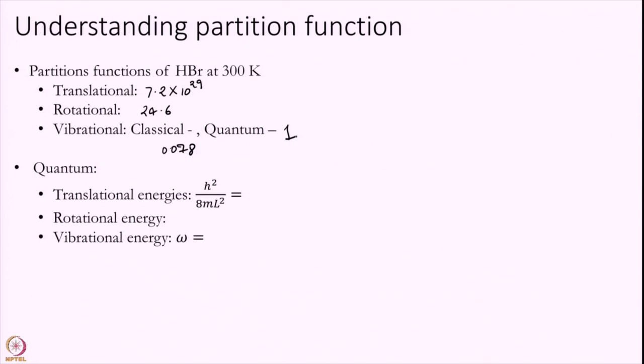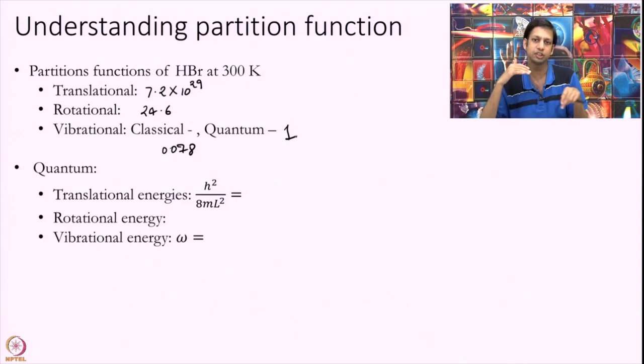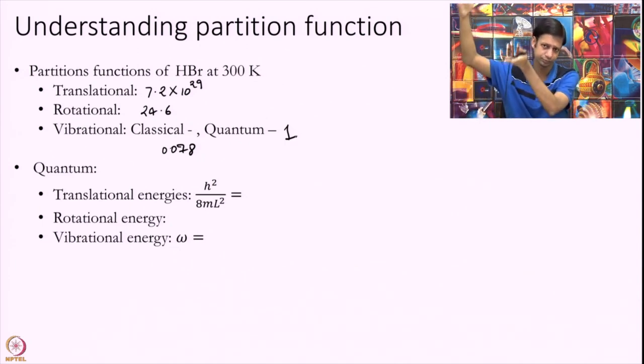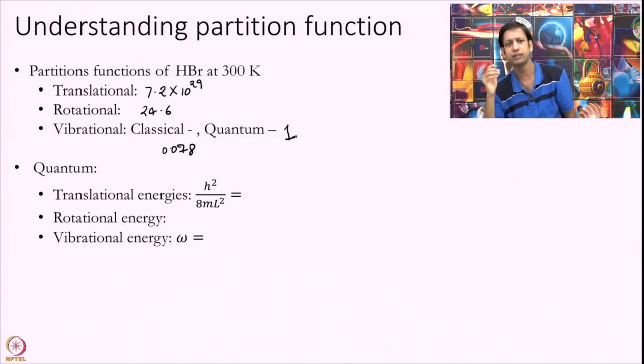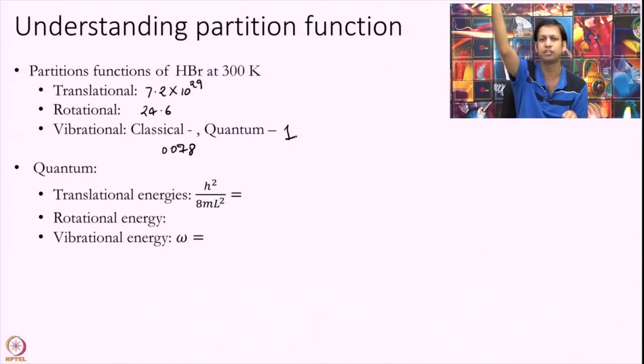What these numbers really mean is that for the translational states, you have roughly 10 to the power of 29 or 30 states that are accessible at 300 Kelvin. The translational energy levels are very closely spaced, and so you have a lot of translational states. Now, rotational states are somewhat far apart. For HBr, they are roughly 20 wave numbers apart. So at 300 Kelvin you have roughly 10 or 20 states that are accessible. And in terms of vibrational, quantum mechanically you have only one state that is accessible.